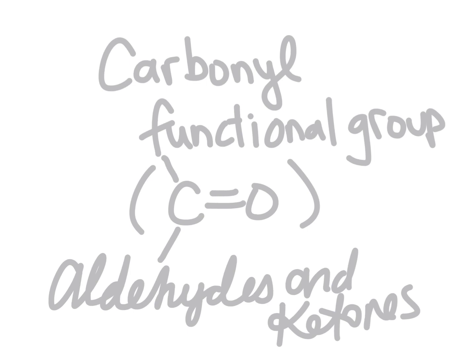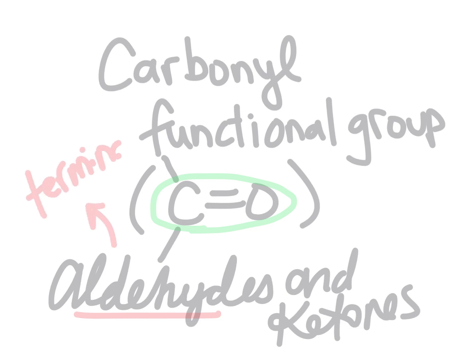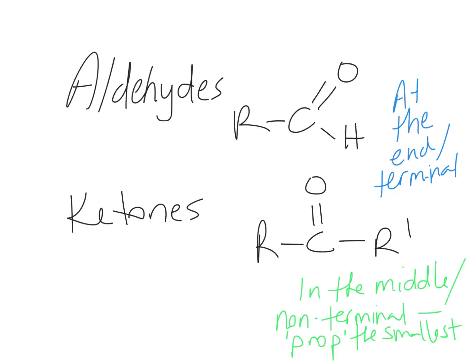All right, this is a screencast on the organic families that feature the carbonyl functional group. The carbonyl functional group is the C double bond O, and the families that we're talking about are the aldehydes, where the carbonyl group is terminal. That means the carbonyl group is at the end. Or the ketones, where the carbonyl functional group is somewhere in the middle. So we have the aldehydes and the ketones.